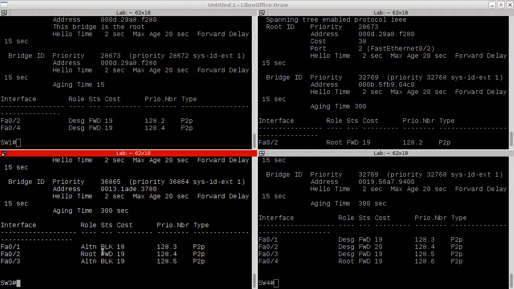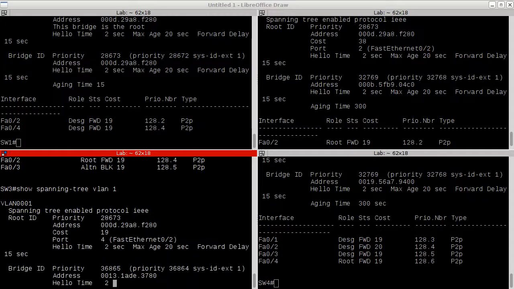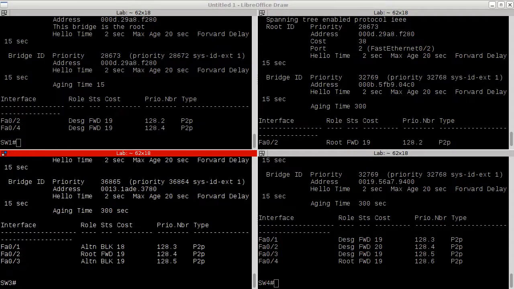So my prediction is this side should start forwarding on FO1 and this side would block. But for this link between the two, I think it would stay the same. This side would block and this side would forward, because this guy technically has a lower priority right now. I could be wrong. And it looks like I am wrong.